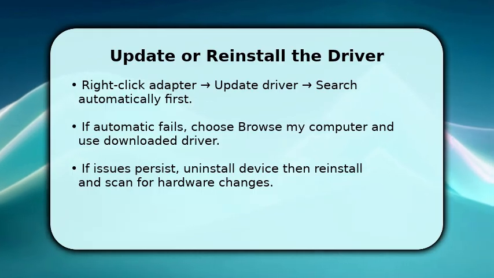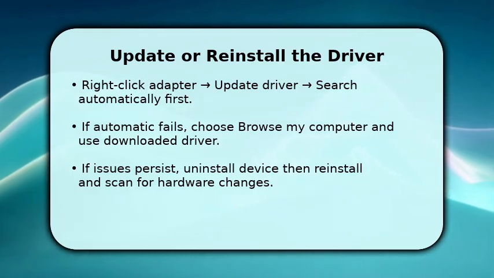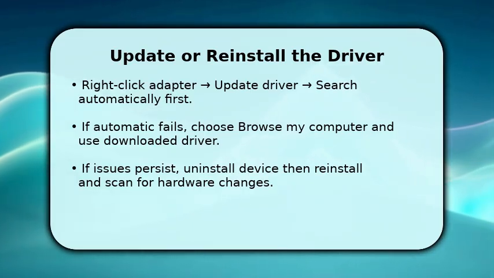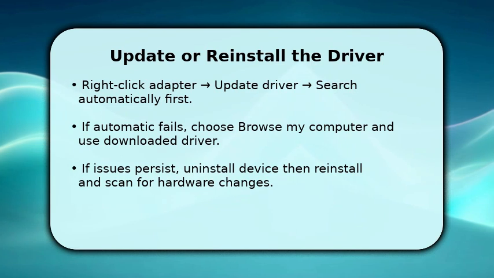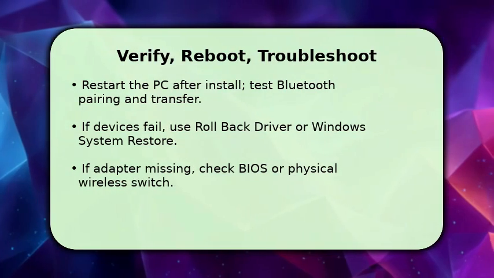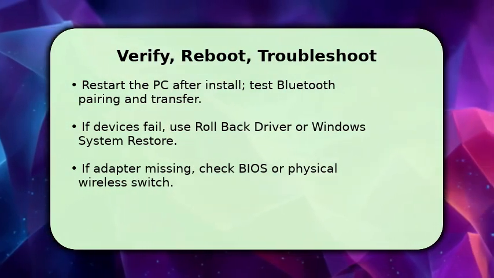If the driver behaves oddly, uninstall the device from Device Manager, then scan for hardware changes to force a fresh install. This clears corrupted driver remnants. Finish by rebooting your PC to let the new driver initialize. Then pair a Bluetooth device and transfer a small file to confirm functionality.